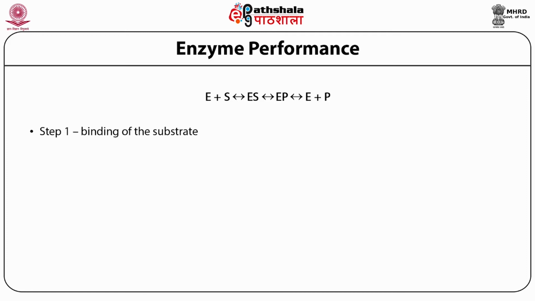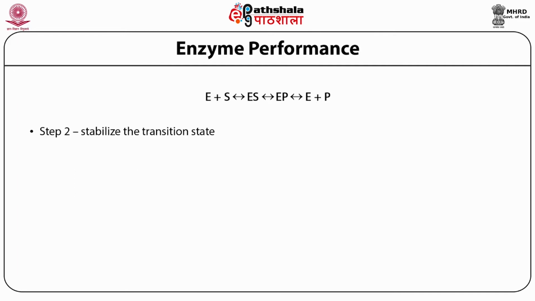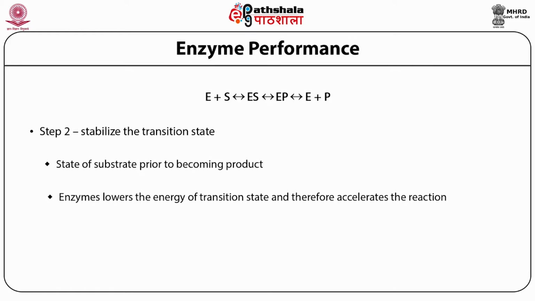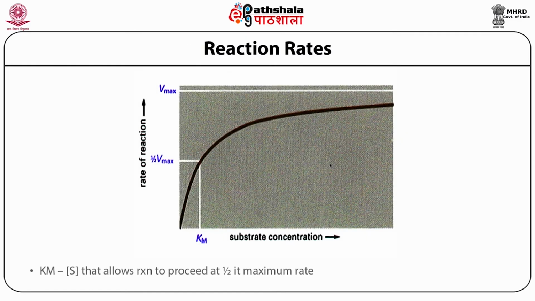Step 1, binding of the substrates, is the rate-limiting step operating on substrate and enzymes. Vmax is the maximum rate of the reaction. The turnover number determines how fast the substrates can be processed. Step 2 stabilizes the transition state, the state of substrates prior to becoming product. Enzymes lower the energy of the transition state and therefore acceleration of the reaction takes place. Km is the substrate concentration that allows the reaction to proceed at half of its maximum rate.